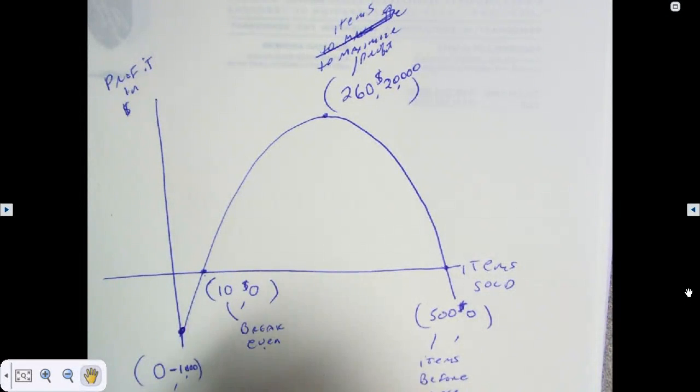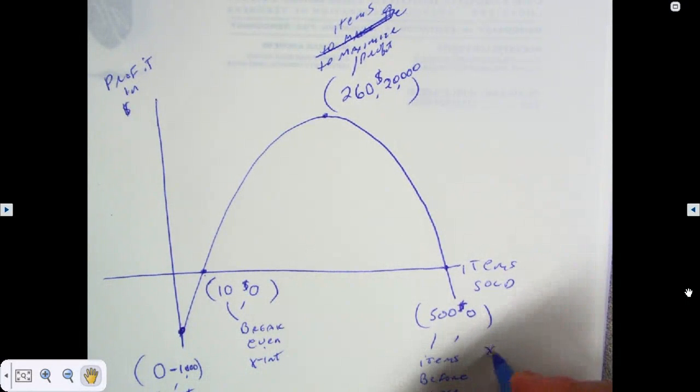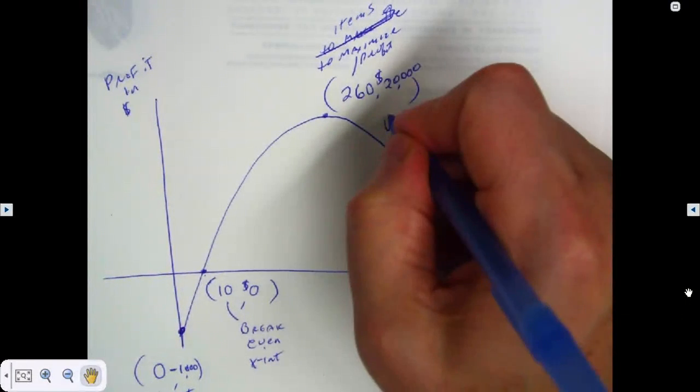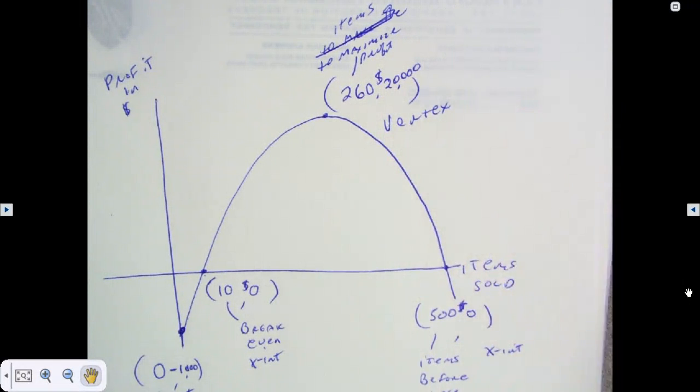What I'd like you to note is that this is the y-intercept over here. This is an x-intercept. This over here is an x-intercept. And this over here is the vertex. The vertex is the highest amount. It's the highest profit you can come up with. So that's a little bit about how I explain profit functions, because every single one of these is the same. It's important to make sure you have your x values as items and your y values as dollars. If you're mixing them up, it's not going to make any sense.